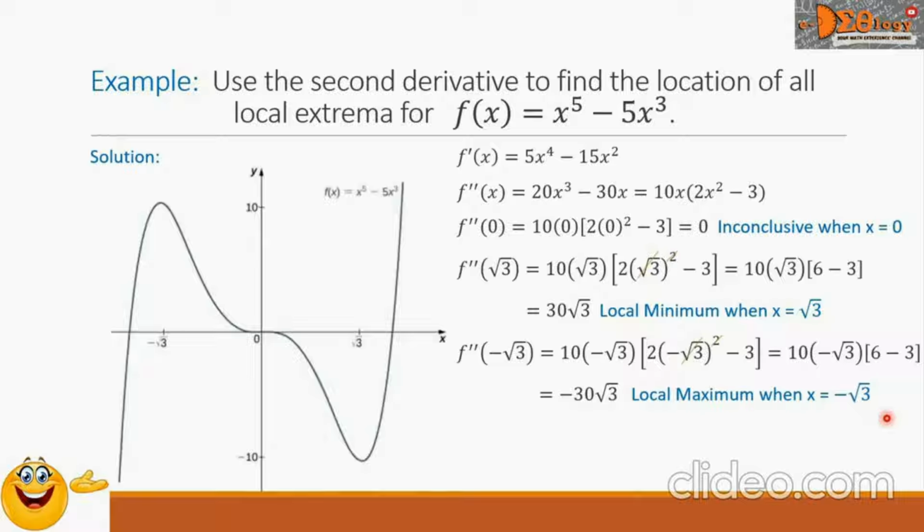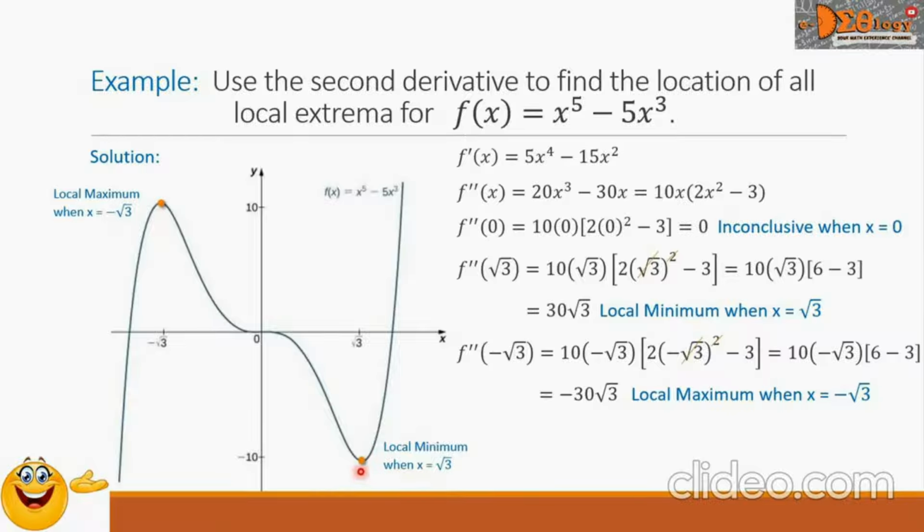Using the graphing facility, this is the graph of our f of x equals x to the power 5 minus 5x to the power 3. Let us examine the graph on its critical points: when x equals negative square root of 3, when x is equal to 0, and when x is equal to square root of 3. We say that there is a local maximum when x is equal to negative square root of 3, and it's here.